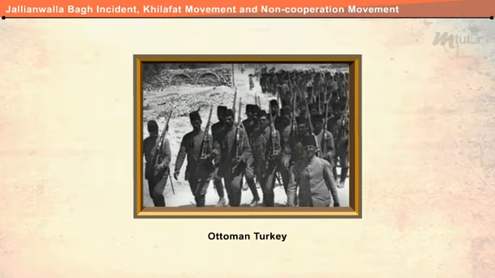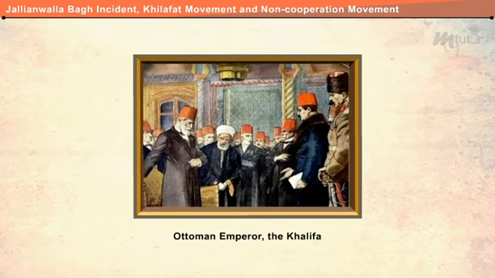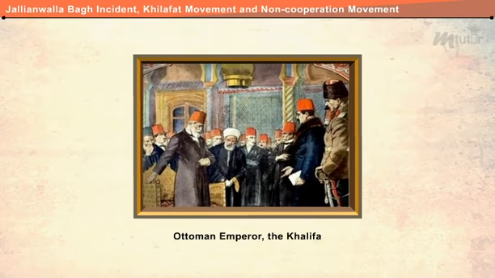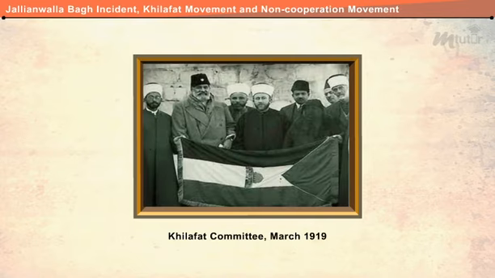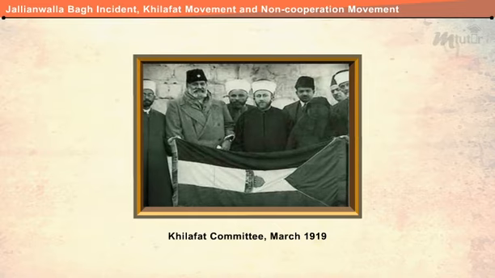Ottoman Turkey was defeated in the First World War. There was a widespread rumor about a harsh treaty on the Ottoman Emperor, who was the head of the Islamic world, the Khalifa. To protect the Khalifa's powers, a Khilafat committee was formed in Bombay in March 1919.